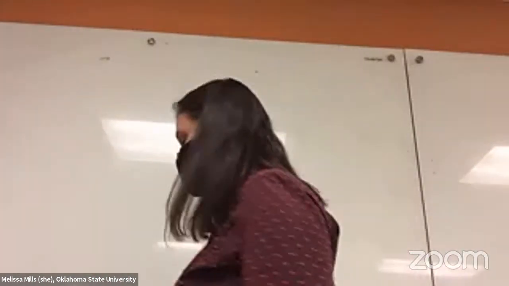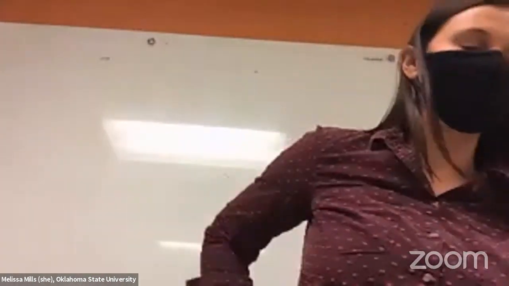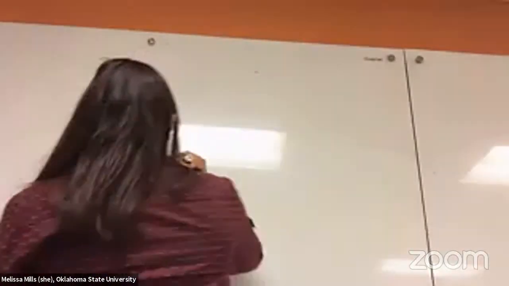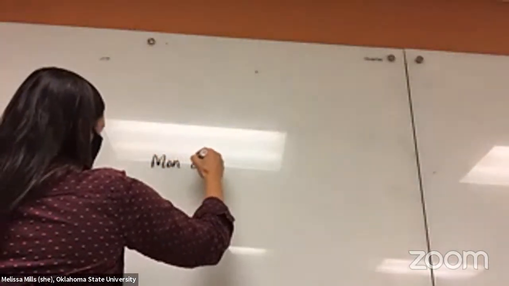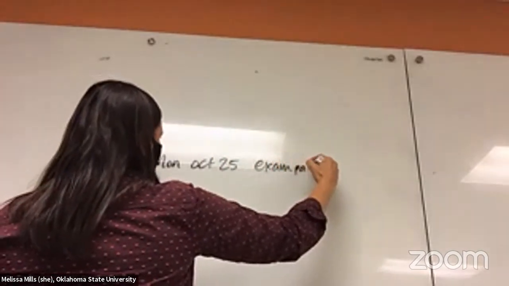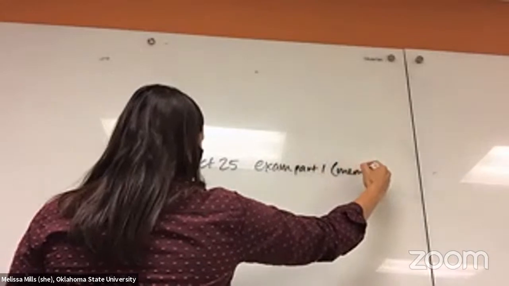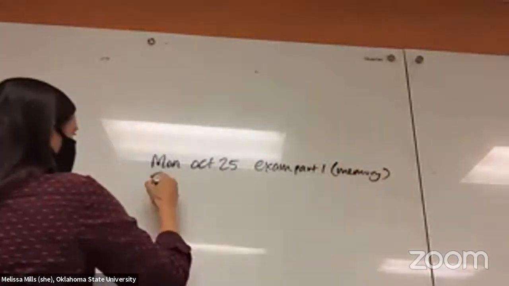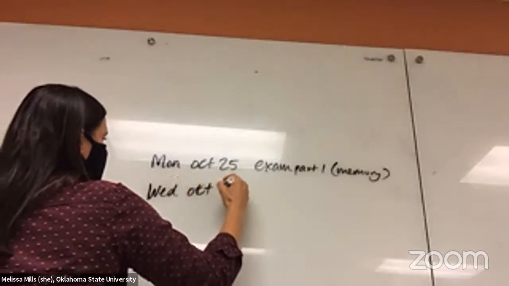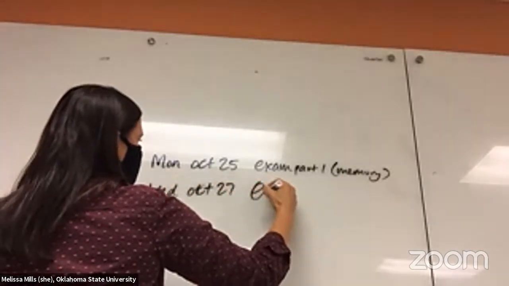Do you want me to put the actual date, the Monday before the exam? Let me look at my calendar and see where we are. Okay, so the exam is going to be on the 27th. So on Monday, October 25th, we're going to do exam part 1 with just memory stuff. And then Wednesday, October 27th, we'll do exam part 2.